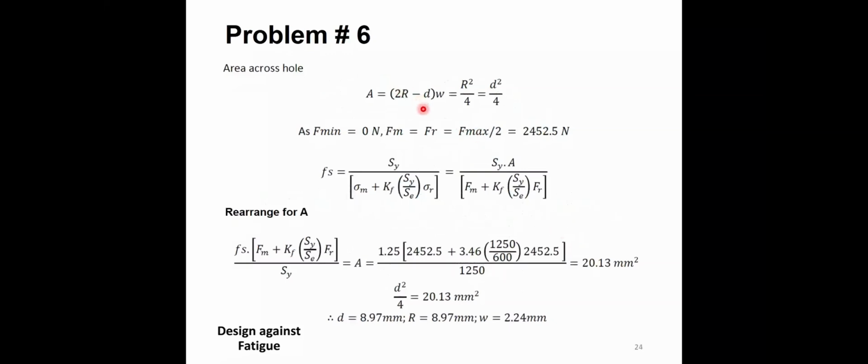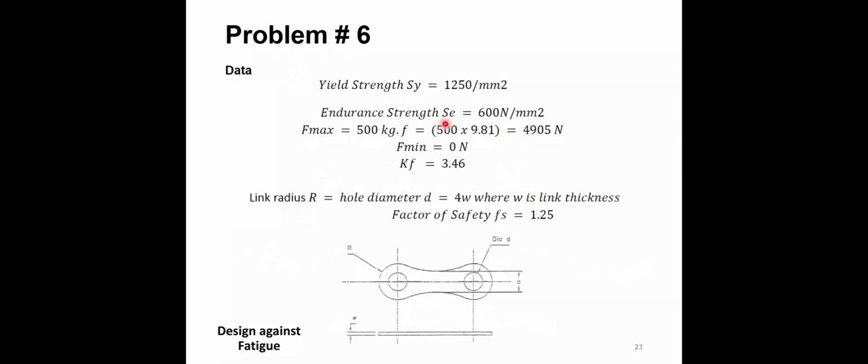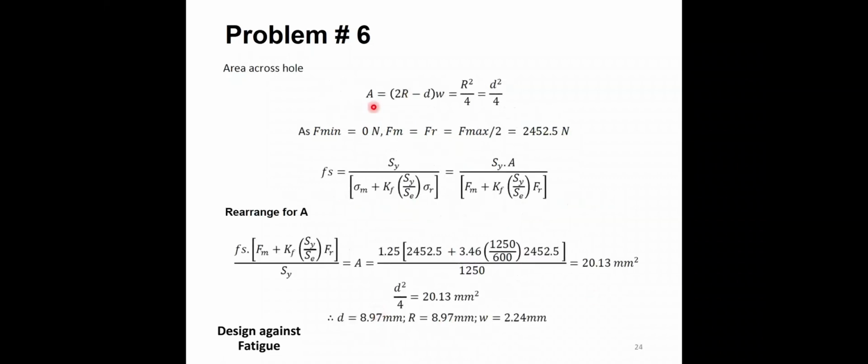So if we consider the minimum cross-sectional area across the hole, it is (2R minus D) times W. Going back here, because the distance from here to here is R, the full width is 2R. If we take away from this 2R the diameter, it's 2R minus D, and then multiply by the thickness, which is W. So this is exactly what we have here, (2R minus D) times W.